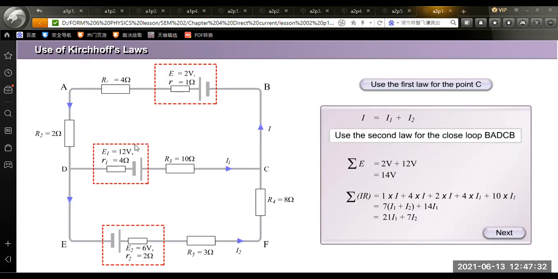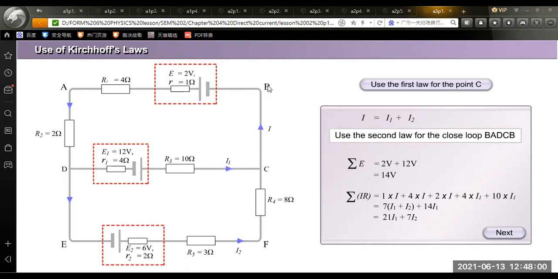That means the same direction as the current is positive. The EMF is positive, so this means 2 plus 12 is the total EMF. Total EMF equals the total IR. So this means 2 plus 12, this means 14, equal to I. How much is I?